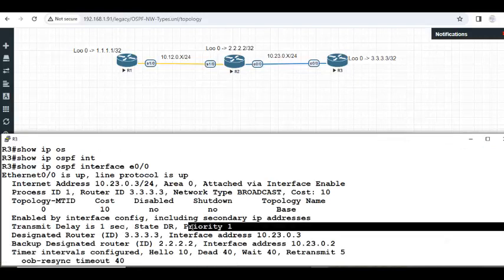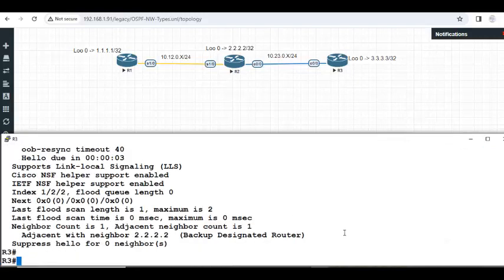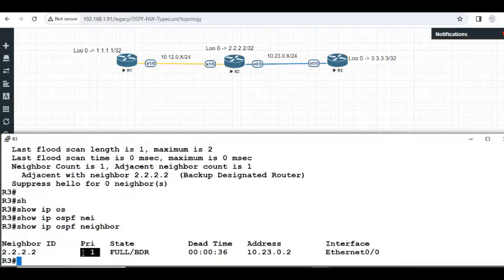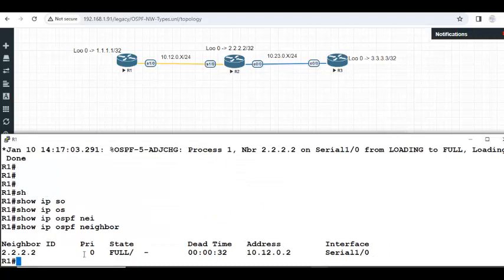You can also type this command, show IP OSPF neighbor. You see the priority is 1. But on the point-to-point serial links, it is always 0, which means no DR-BDR election is necessary.